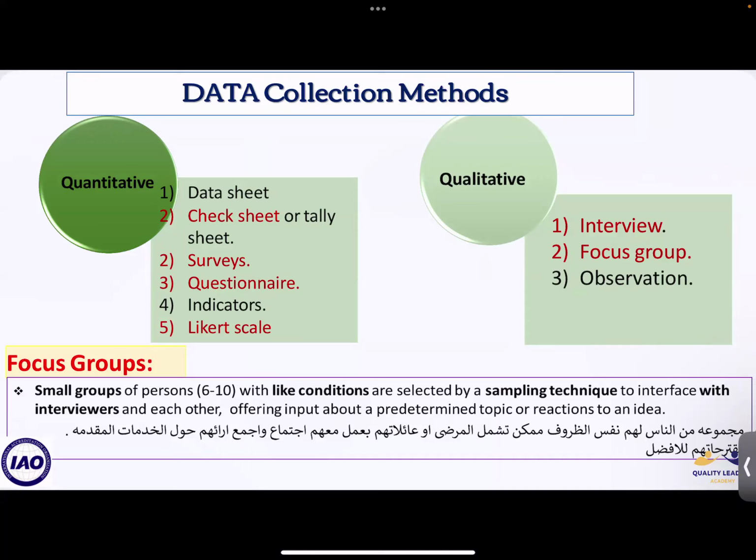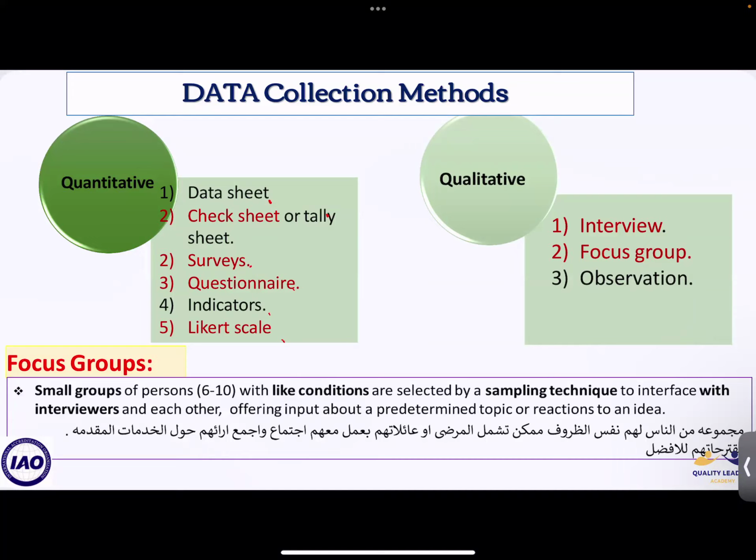If I use a data sheet, the spreadsheet, the service questionnaire indicators, and the Likert scale, pay attention to this, this is a question. What type of data does it provide me? Is it quantitative or qualitative? The Likert scale and all of this give me numerical data, which makes it quantitative.